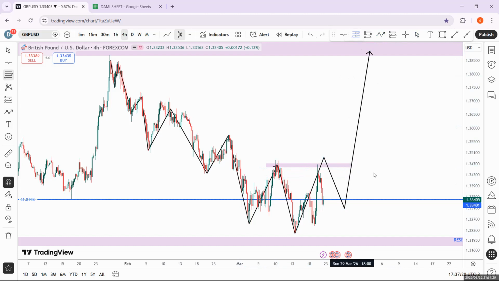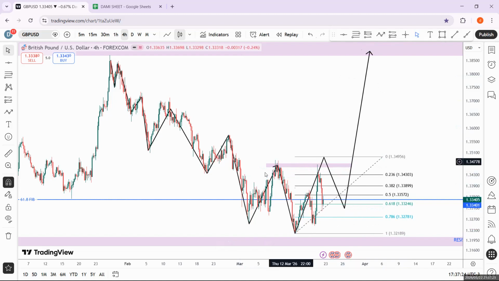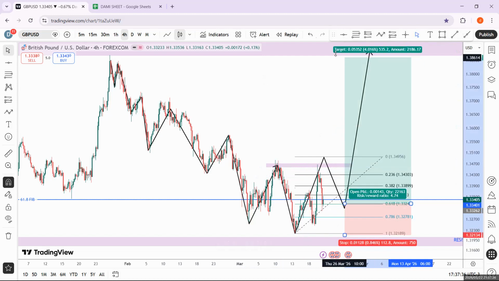Okay, so in case price does not come to the 78.6, we are still going to make money on this pair because we've identified the last lower high. Wait for a change of character. Then at 61.8, you place your very beautiful buy. Stop loss at the low right here. Then buy back to the entire top.